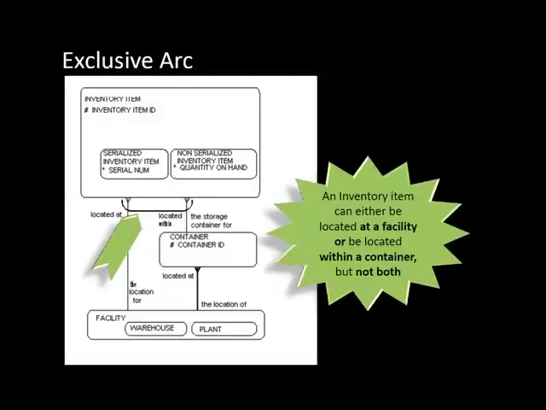You see the small arc out there, this arc here going down. That is the exclusive arc, and that is saying that only one of these relationships is possible at any point in time. Okay, that's just new notation. That's what this is. Okay, so that's the final part of notation. We are done with notation.